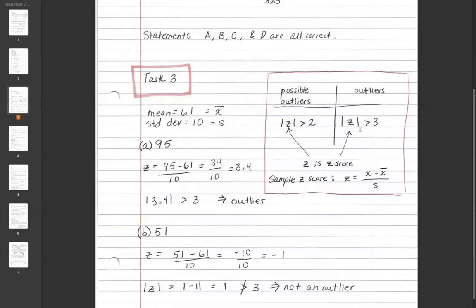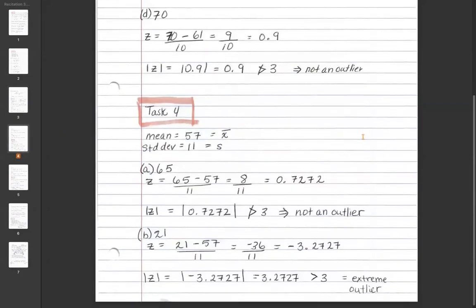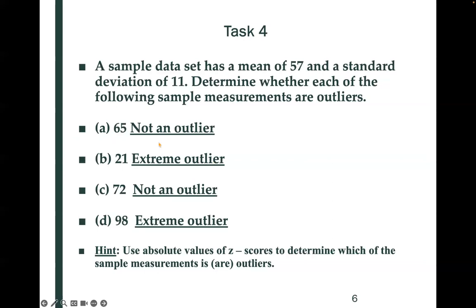So here you can think of it as an extreme outlier if it's greater than 3. If it's greater than 2, then we have a possible outlier. Okay. So here that aligned with what we just discussed. So A is not an outlier, B is an extreme outlier, C is not an outlier, and D is an extreme outlier.